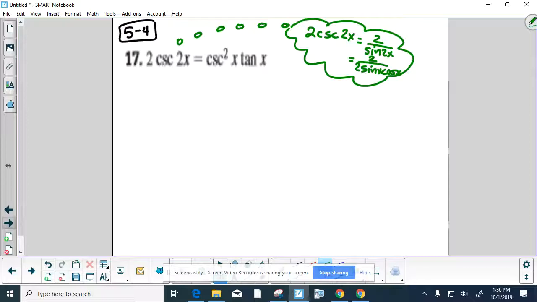Okay. So we have to decide which side we're going to use. I think it's going to be easier to manipulate this side, maybe. So let's just choose the right side. So I'm going to change cosecant squared into 1 over sine squared x. Do we agree with that? Okay, and then this is going to be sine x over cosine x.